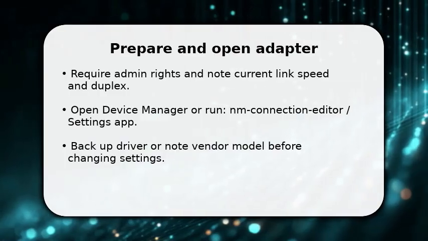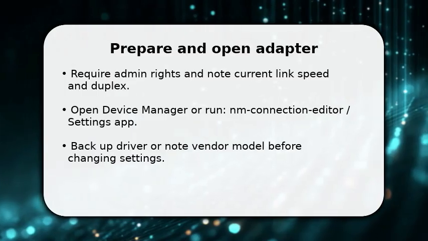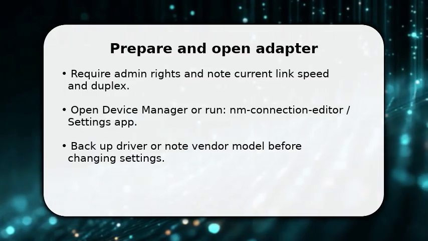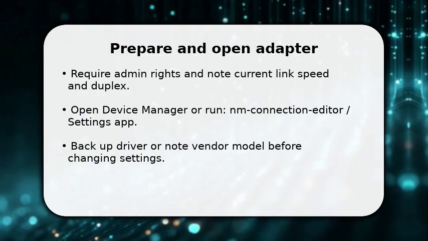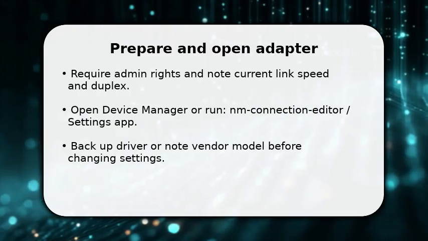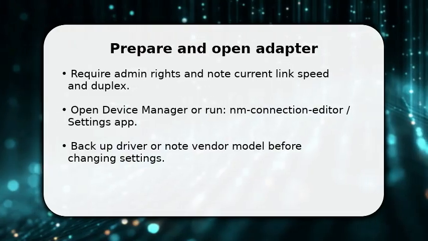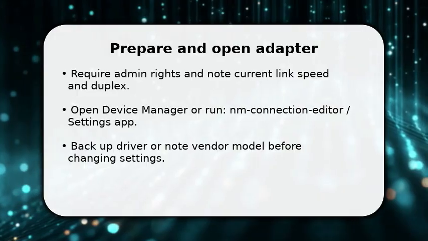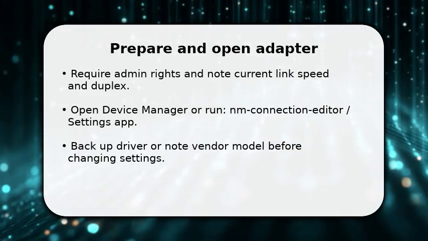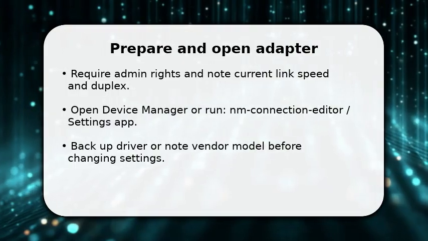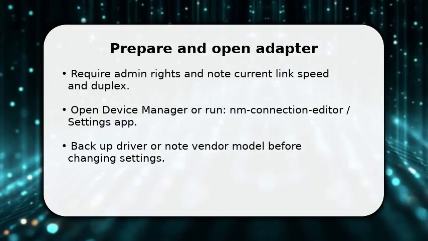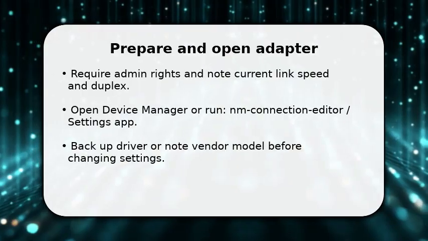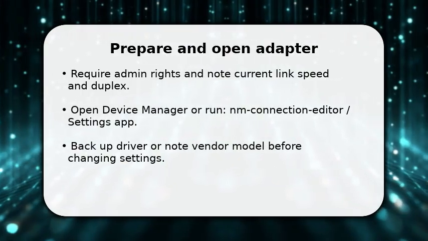You start by confirming you have administrator access and noting the adapter model and current link speed so you can revert if needed. Once done, open Device Manager on Windows or your network settings on Linux. For quick terminal checks, use Ethtool. Make sure the cable and switch port support the desired speed so you aren't fighting hardware limits. Now identify the exact adapter entry so you can access its properties and make the change with confidence.